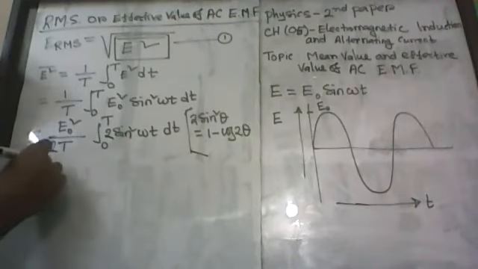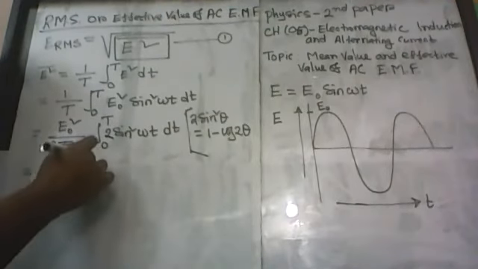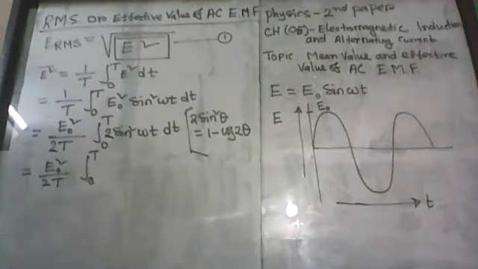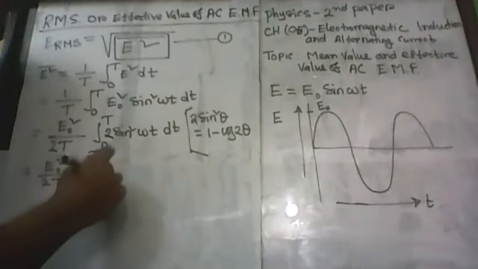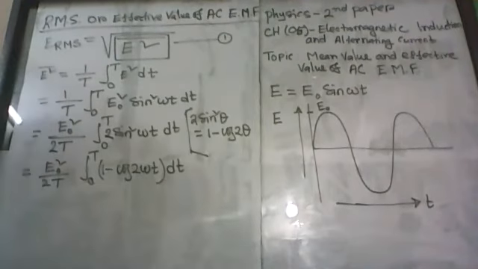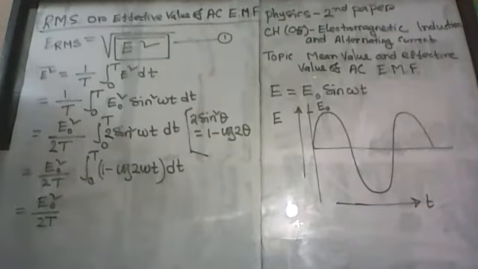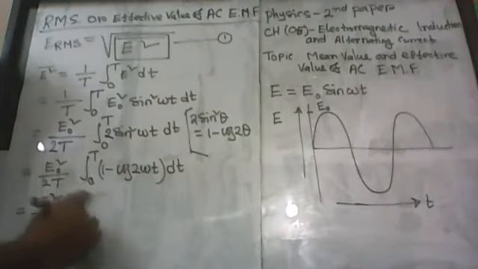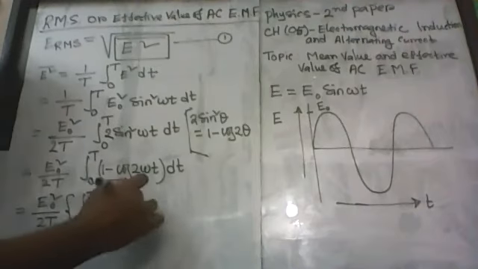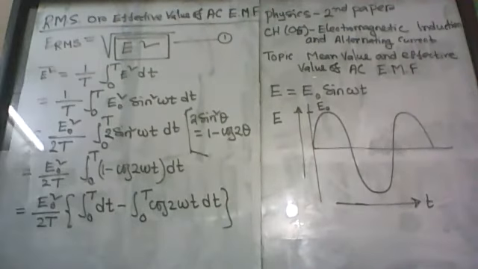Now it will equal E naught square divided by 2 into capital T, and then integration from 0 to capital T of 2 sin square omega t, which equals 1 minus cos 2 omega t, multiplied by dt. Now you have to split this equation: integral from 0 to T of dt minus integral from 0 to T of cos 2 omega t dt.